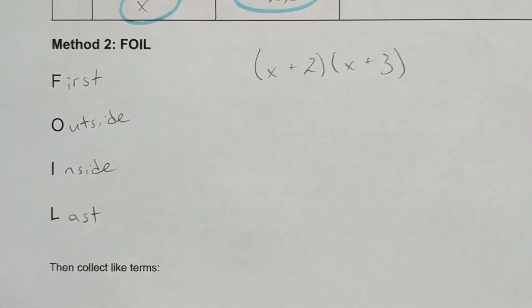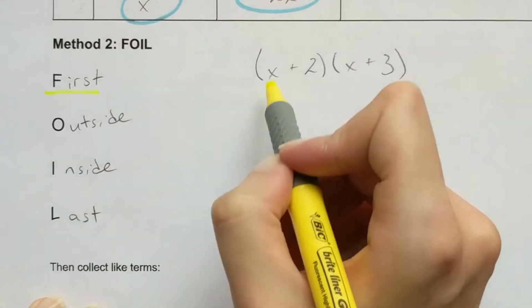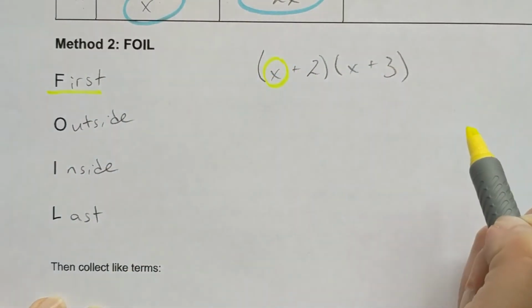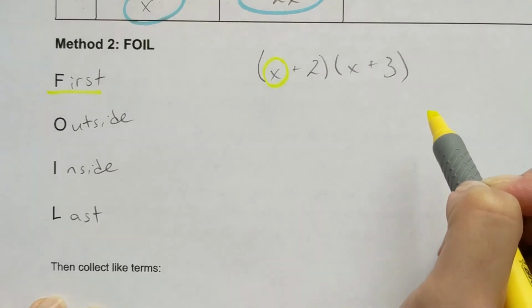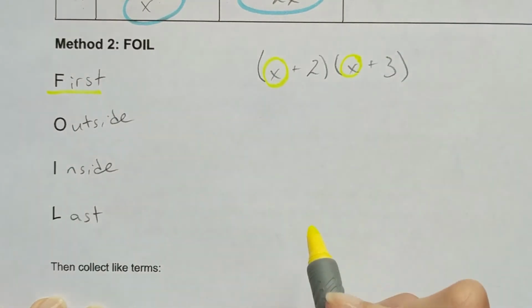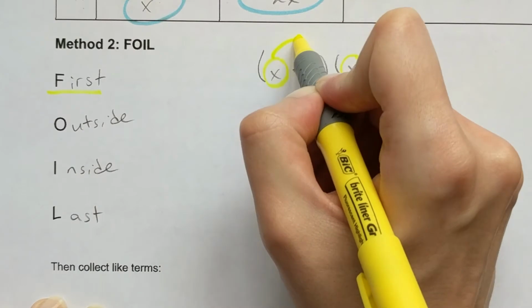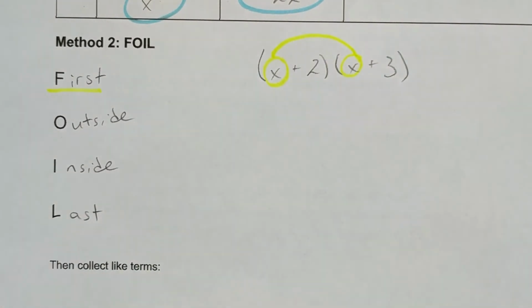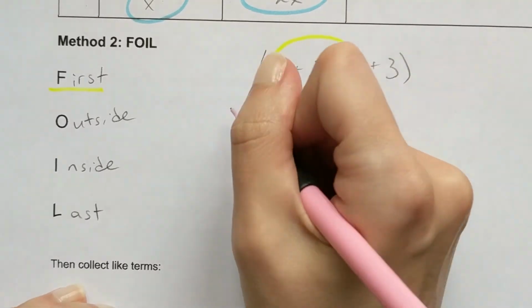We're going to start with the F. F means first. That means I'm going to do the first term in my first bracket and the first term in my second bracket. I'm going to multiply them together. X times x is x squared.